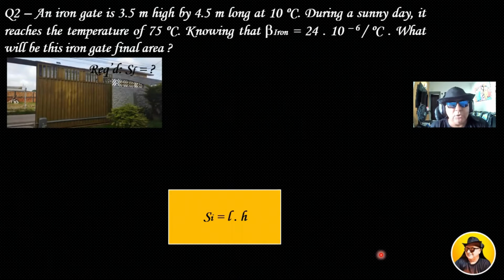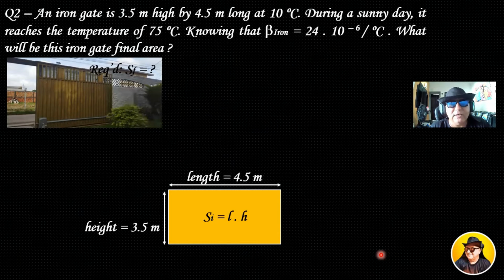All right. Remember, I'm going to find the area of a rectangle. I have the height, 3.5 meters, and the length, 4.5 meters. So I have to multiply those values. The initial surface of that iron gate is 4.5 times 3.5, that is 15.75 square meters. So that is the initial surface.